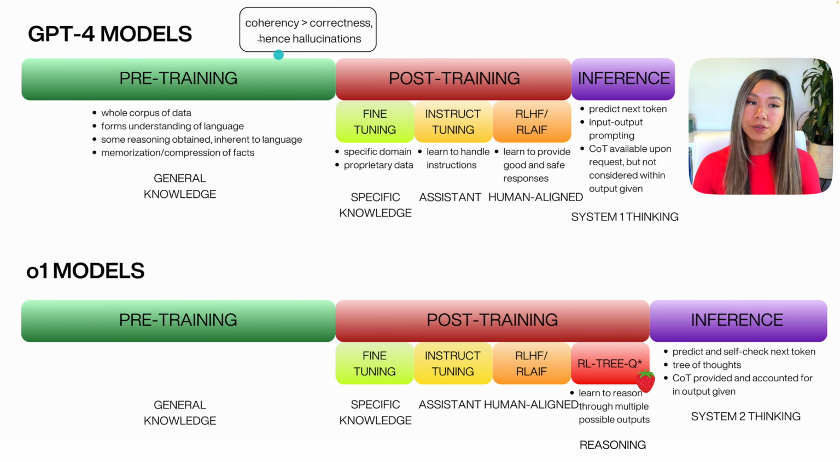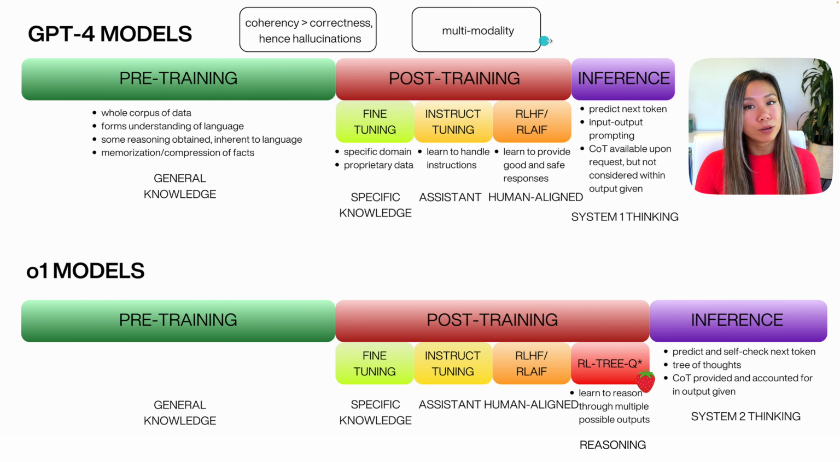So overall, GPT-4 prioritizes coherency over correctness, which is why it suffers from hallucinations. But on the upside, it is a multimodal model where the GPT-4 models can handle text, audio, and images. I have another video where I talk about the difference between GPT-4 and 4o if that interests you.